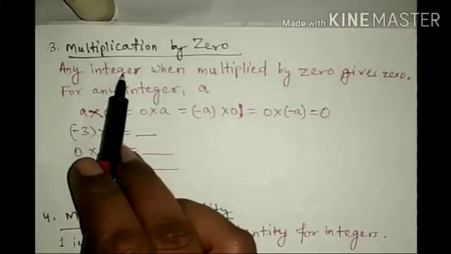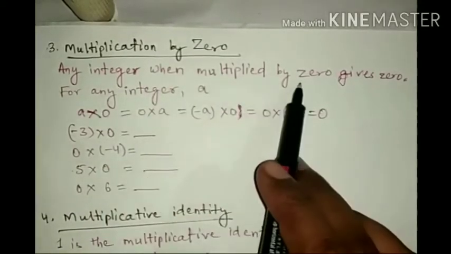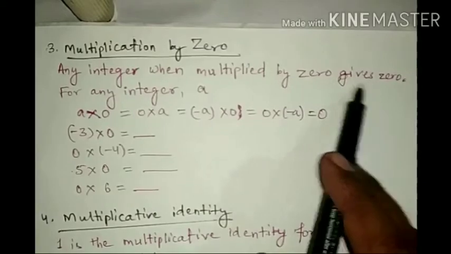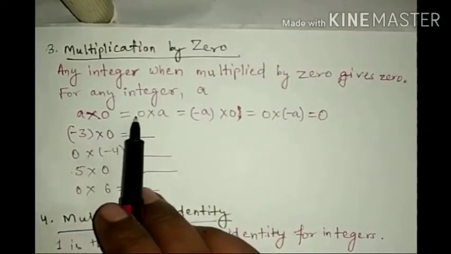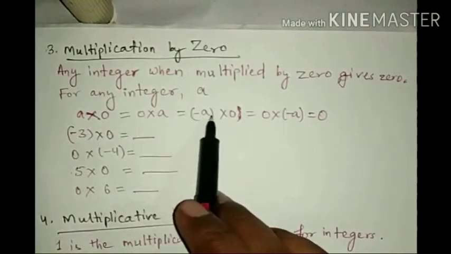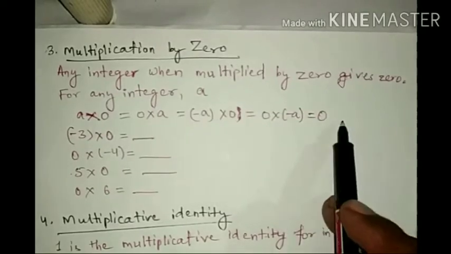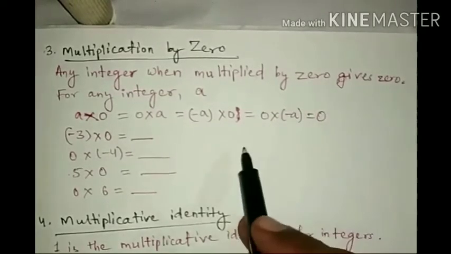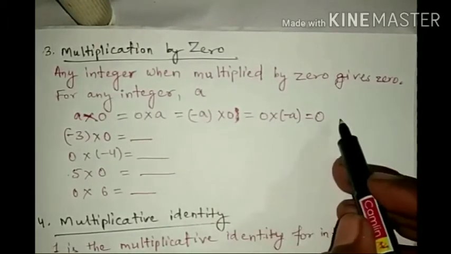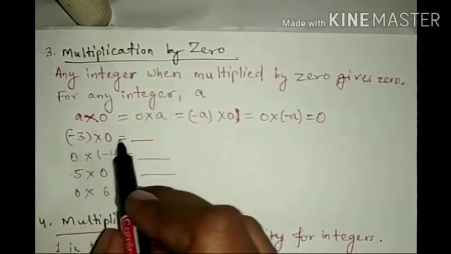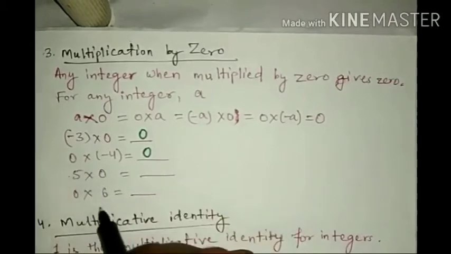Third is multiplication by zero. Any integer when multiplied by zero gives zero. For any integer a, a into 0 equal to 0 into a equal to minus a into 0 equal to 0 into minus a equal to 0. So whatever we have already studied in whole numbers, whatever we multiply by 0, we get 0. So minus 3 into 0 equal to 0. 0 into minus 4 equal to 0. So you can find these answers.